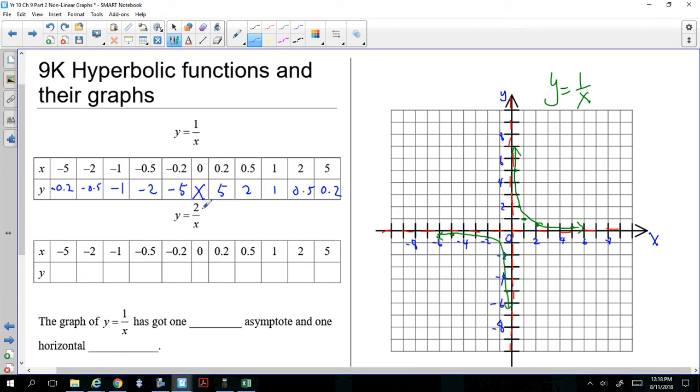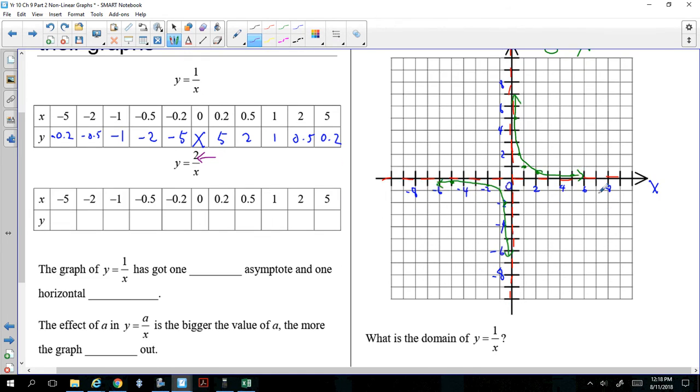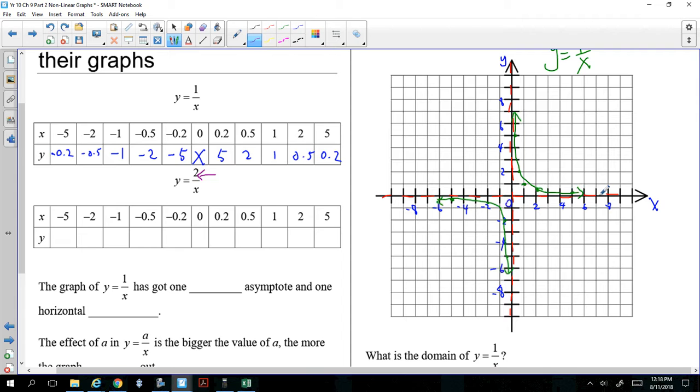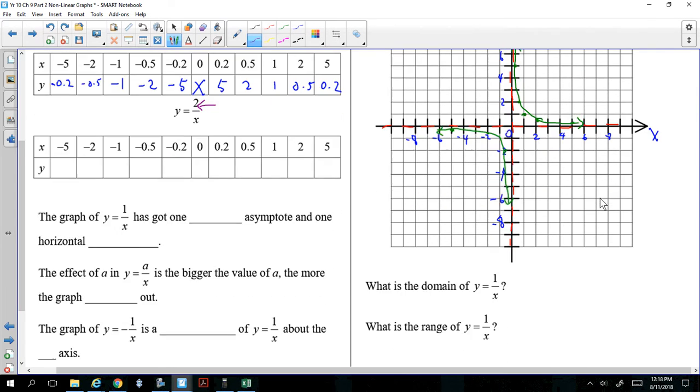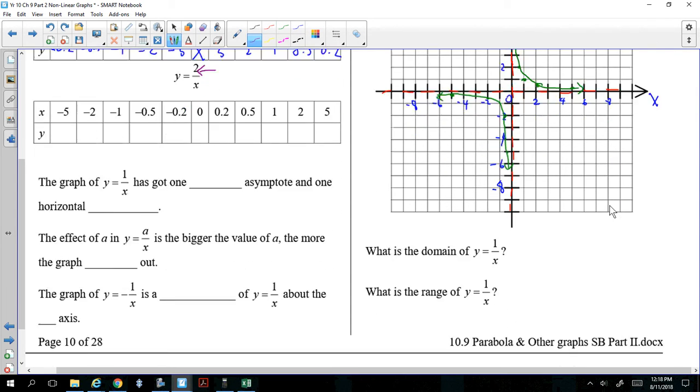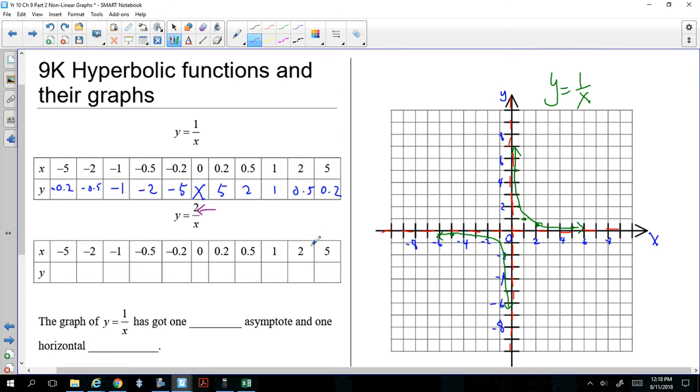Now try another one and see what the effect is when there's a 2 in front. Fill in this table of values and then draw it. Have a try. You will see that the 2 on the top just doubles. So just double the previous value. Nothing at 0, then 10, 4, 2, 1, 0.4. So it just doubles.